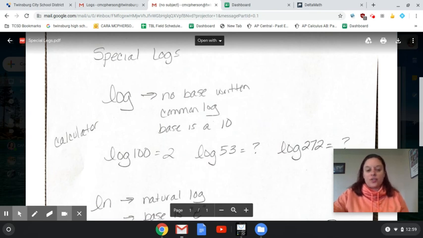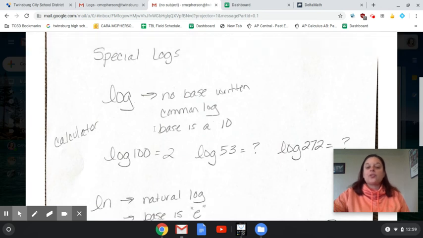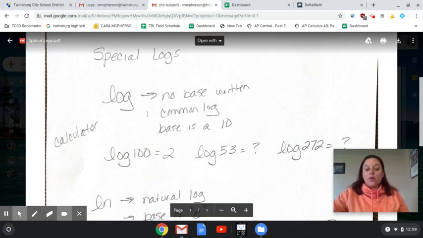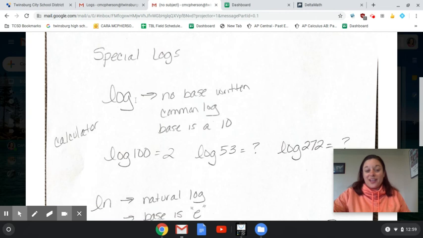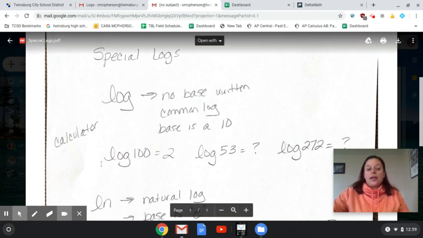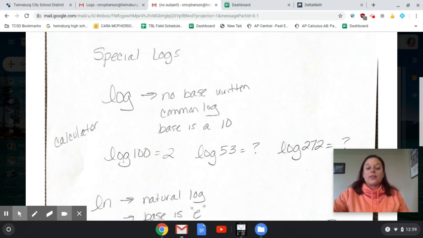When you have log written and there is no base number, it is understood to be base 10. So when no number is there, we understand that there's actually a little 10 there, we just don't see it. So if you had something like log of 100, what that's saying is 10, since there is a base of 10 there, to what power equals 100? Well, that one you could do in your head. 10 to the second power is 100, which is how you get an answer of 2.